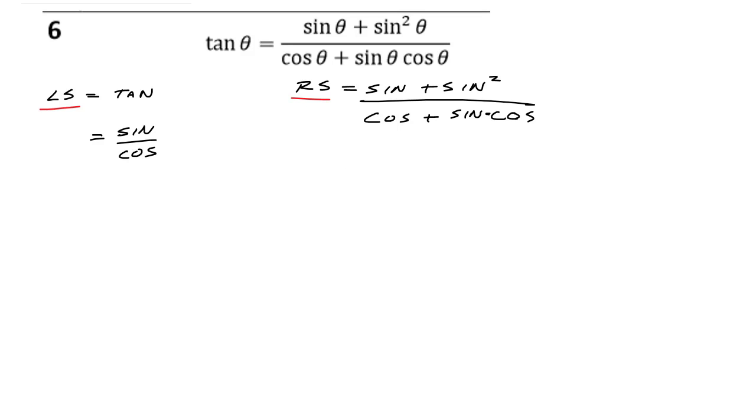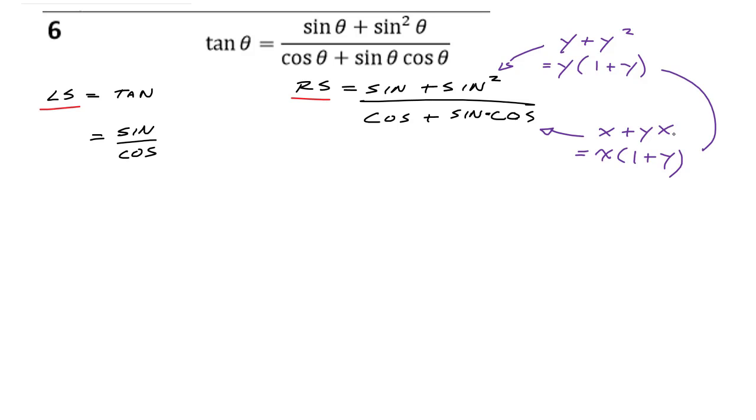Now, the secret to this one is common factoring. Look at the numerator. Sine plus sine squared. What if instead I wrote y plus y squared and said common factor that? You know quickly to go, oh, I can make that into y times 1 plus y. Same with the bottom. What if I took the bottom and instead of cos plus sine cos, I wrote x plus yx? Both of those terms have an x in them, so we can common factor out an x, and we're left with 1 plus y. Notice how we're left with the same thing there in the bracket?